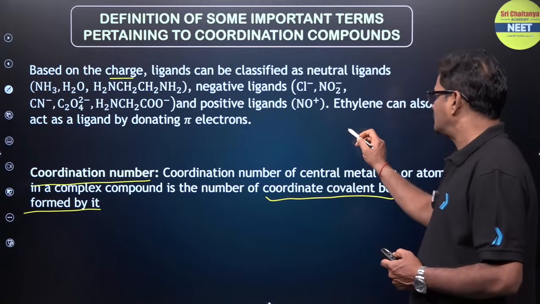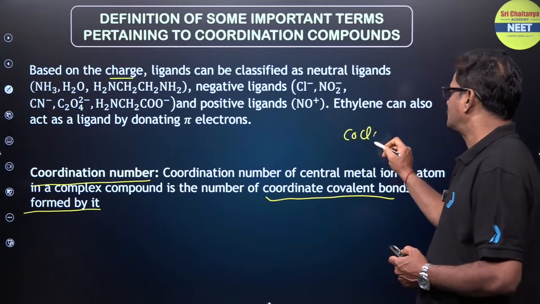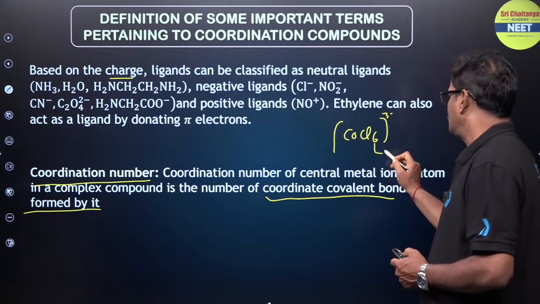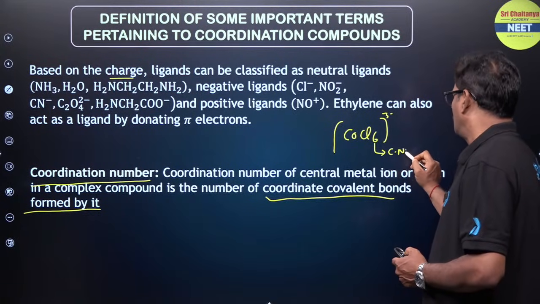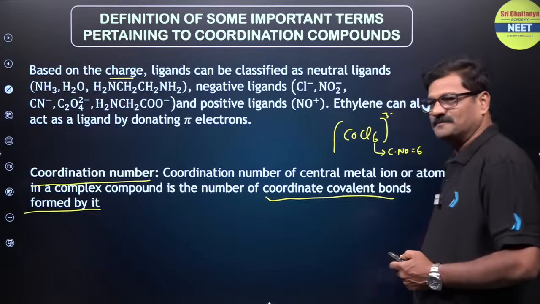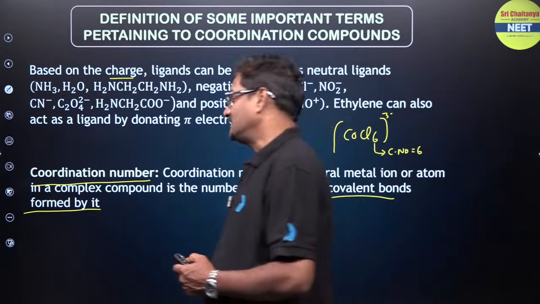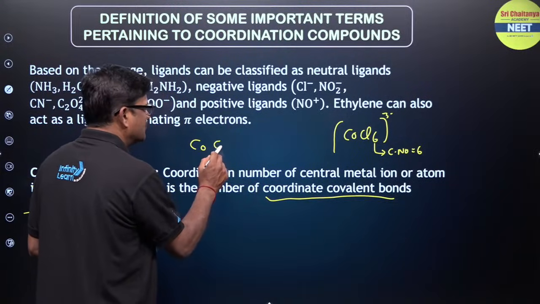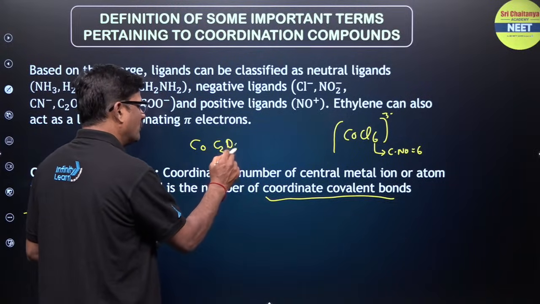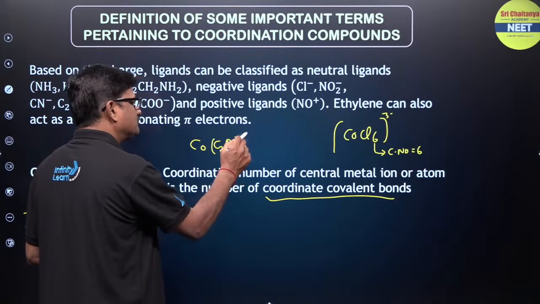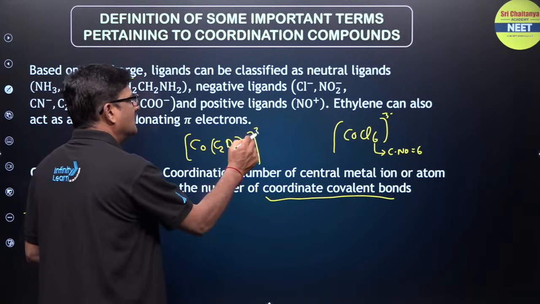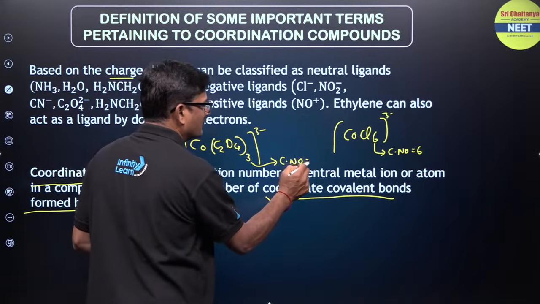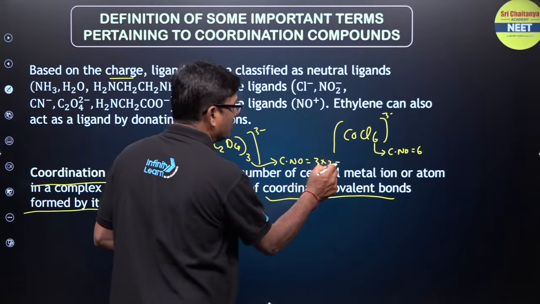Now consider [CoCl6]3-. Based on this, the coordination number is going to be 6. Then let us see [Co(C2O4)3]3-. The coordination number is going to be 3 into 2, which is again 6.